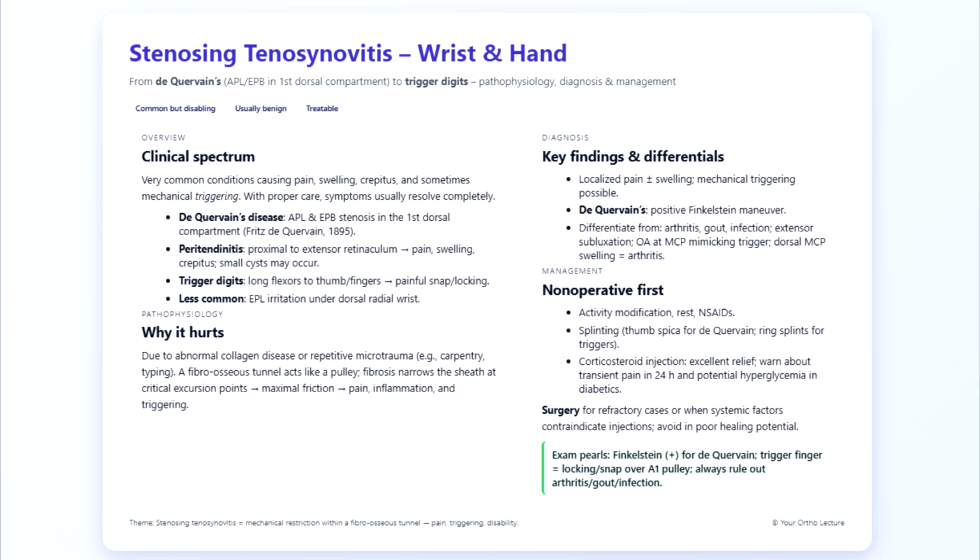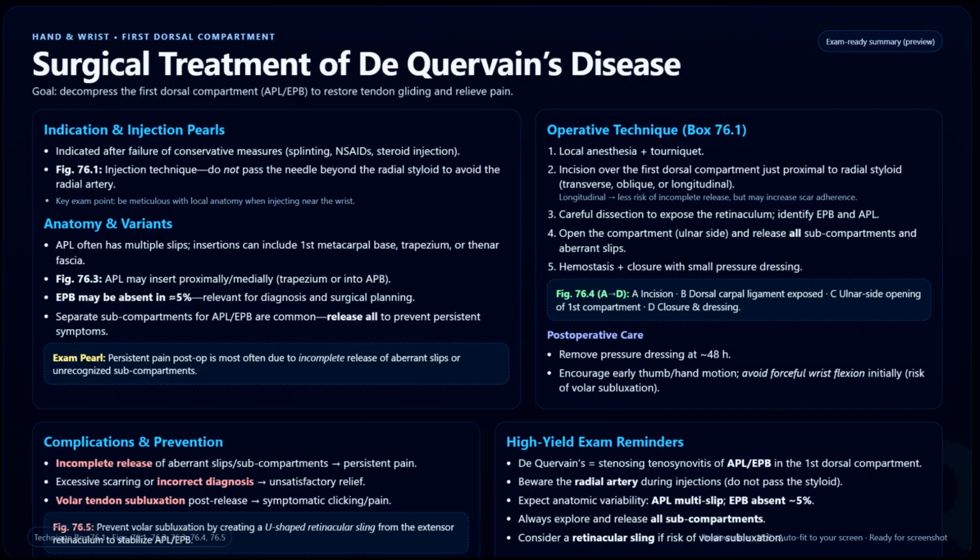In summary, stenosing tenosynovitis encompasses a range of conditions from de Quervain's disease to trigger finger, each with specific anatomic involvement but sharing a common theme: mechanical restriction of tendon motion within a fibroosseous tunnel, leading to pain, triggering, and disability.